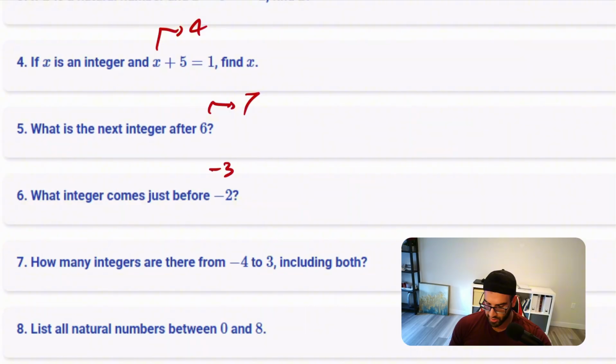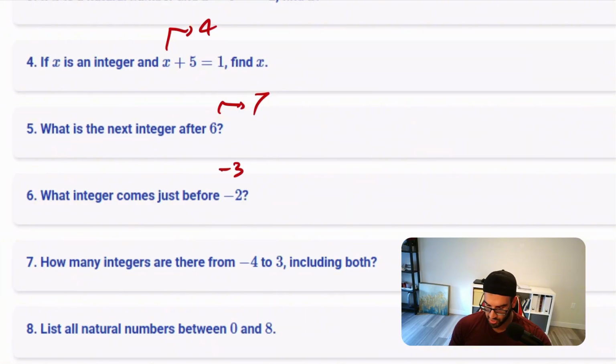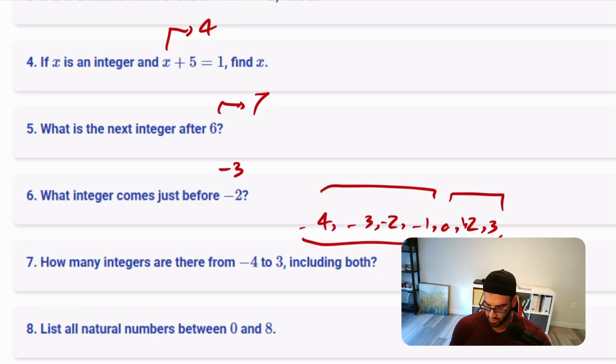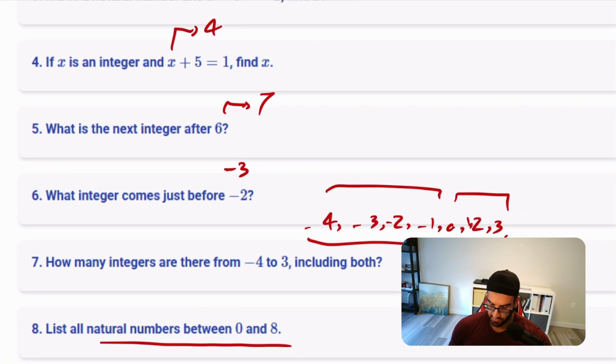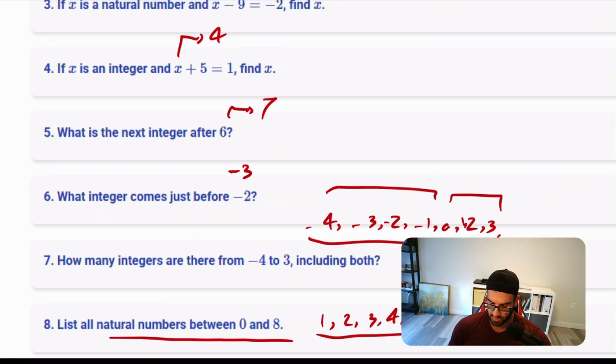How many integers are there from -4 to 3, including both? So again, we are talking about the integers -4, -3, -2, -1. Don't forget about 0, 1 obviously, 2, and 3. So we do have 4 over here, and if you have another 4, that would be considered as 8. Find all the natural numbers between 0 and 8. So obviously if we say between them without including both of them, it would start 1, 2, 3, 4, 5, 6, and 7. These are the numbers itself.